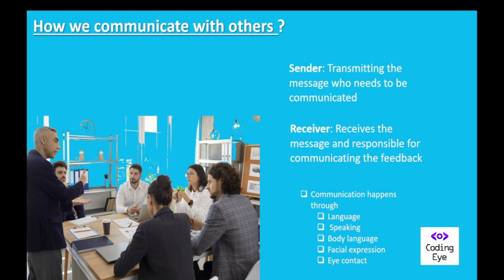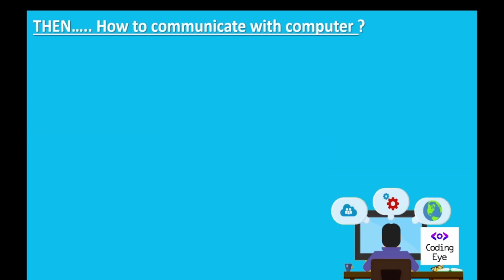But how do we generally communicate with the computer? As a human, you need to understand the computer to give it instructions, right? But computers don't understand anything. If you say to the computer, hey, please give me a cup of tea, it cannot understand that, and it cannot serve you back, right?